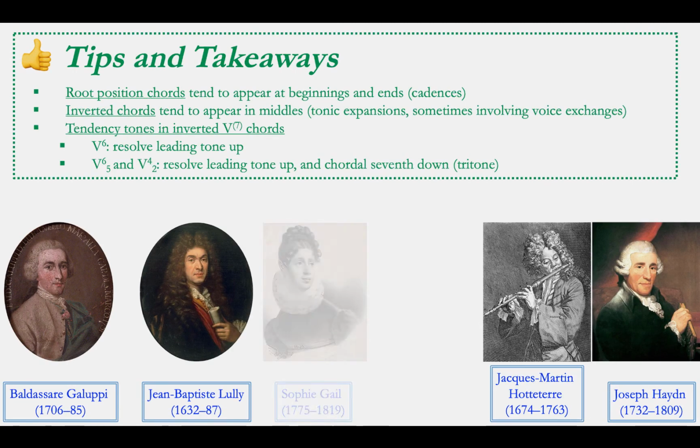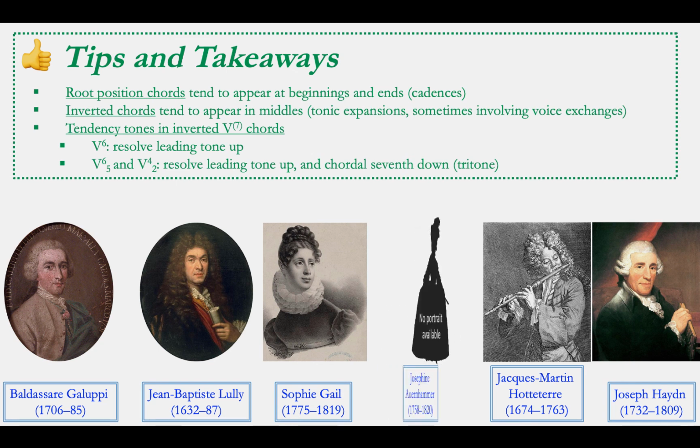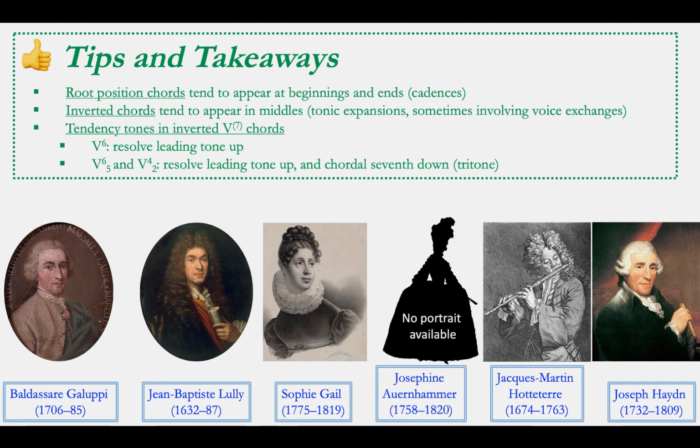We've already seen in previous videos many of the passages we study begin with root position chords and end at cadences which use root position chords. We know that cadences involve root position 5s and often root position 1s. So now that we're studying inverted chords, we'll find that they tend to fall in middles, often as parts of tonic expansions, and sometimes involving voice exchanges that help to expand the tonic chord. Many of the phrases we've looked at have involved long tonic expansions, and then very close to the end we have dominant tonic to make a cadence.